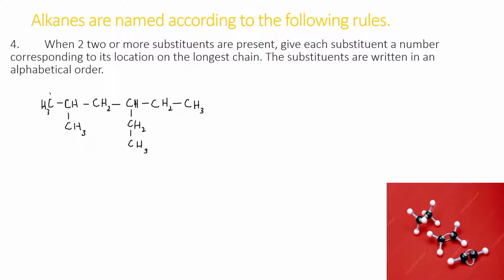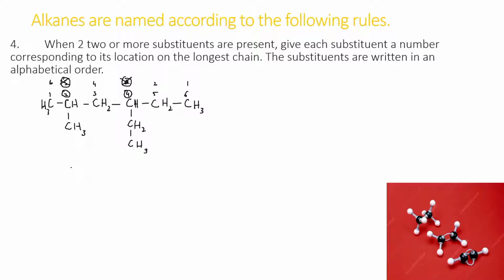If I number it from this side, 1, 2, 3, 4, 5, 6. So the numbers that I will get will be 2 and 4. And if I start counting from this side, 1, 2, 3, 4, 5, 6. So the numbers will be 5 and 3, which are greater numbers. So I will not select these numbers to locate the position of my substituents. So with carbon number 2, I have methyl group attached with the chain, and at carbon number 4, I have ethyl group attached with the chain.